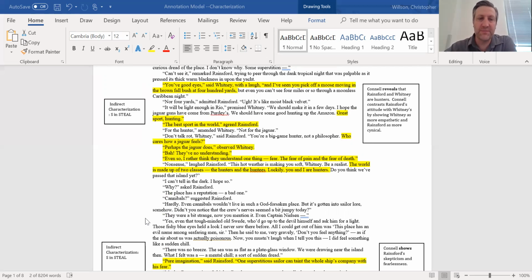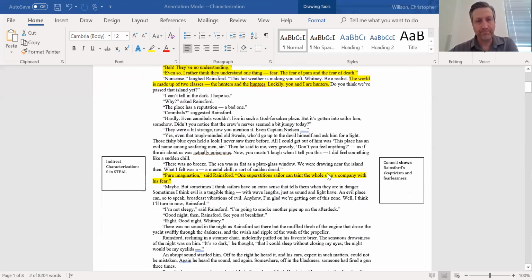And then he says, "The world is made up of two classes, the hunters and the huntees. Luckily, you and I are hunters." Later on, we'll be learning about irony, and you'll see that there's definitely a point of irony in that. But right now, as we're reading it, what we're finding out about Rainsford is he's pretty cynical. He has not a very generous view of the world. There's two classes, the hunters and the huntees. We're the hunters. Therefore, everything else is what we get to hunt. Not a very happy view of the world.